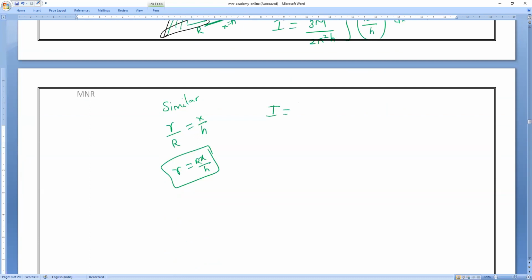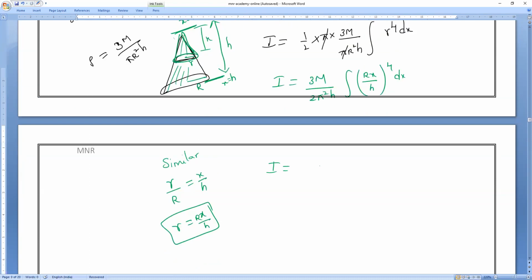So I is equals to, you can see, I will write 3m divided by 2 pi square h. So limits is 0 to h. So what will happen? This will become r square h. Sorry, this is r square, not pi square. Very good. So r square h. So this is r power 4, x power 4 divided by h power 4 into dx.